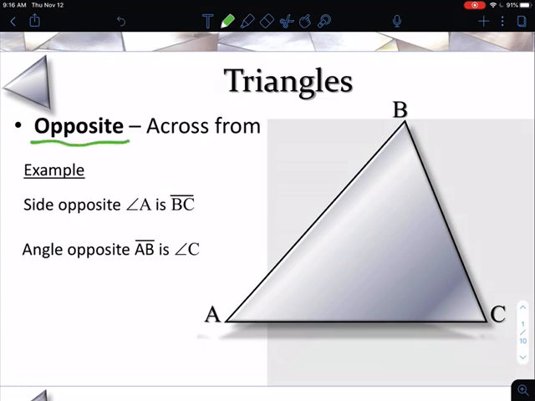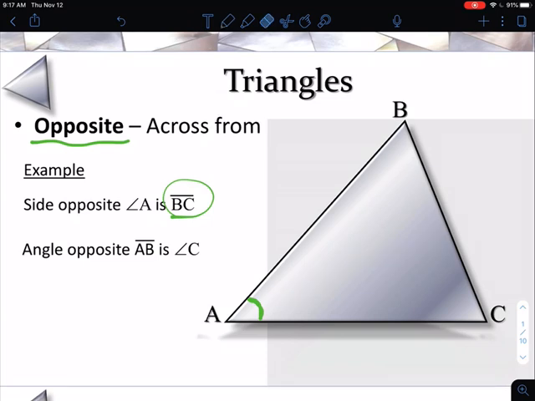this idea of opposite. So in geometry, when we talk about opposite, what we're talking about is across from. So what we mean by that is, like, if I'm looking at angle A right here in the picture, if I want to know what's opposite from angle A, I draw a line straight across my figure and I go to side BC. So angle A is opposite from line segment BC.